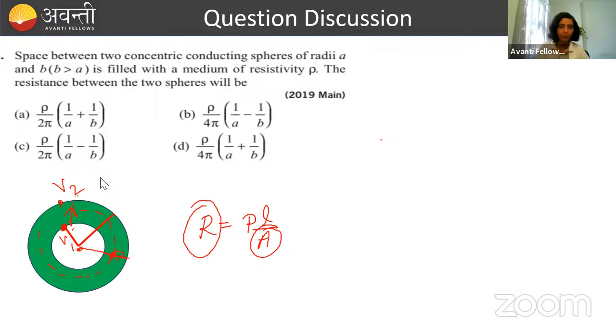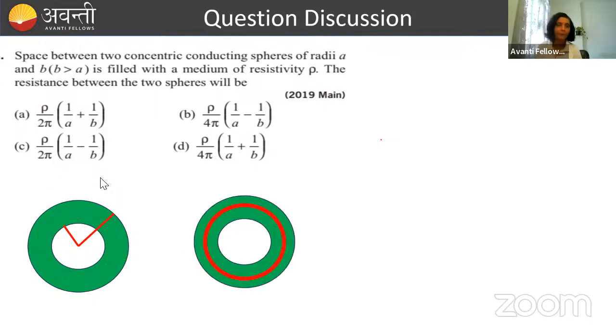Now see what will happen here. I have taken a thin strip here. Suppose I am taking this at radius or distance R. Its area will be 4 pi R square. Its surface area, the cross-section area, will be 4 pi R square. Now suppose the length of this strip is very thin, and that is dr. So the small length I have taken is dr.